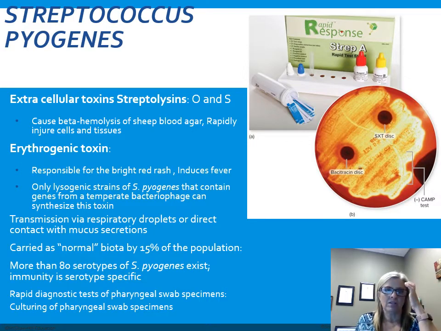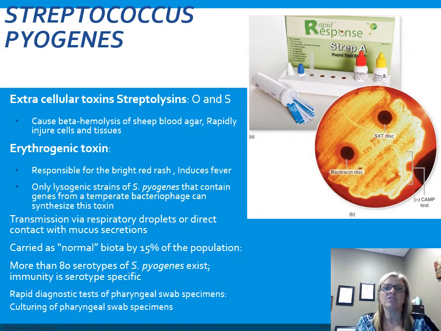Okay, and so this is transmitted by droplet contact with mucus secretion, like sneezing. It is normal biota for about 15% of the population. And there are 80 different serotypes, 80 different varieties of this. So this does make it difficult to identify and for our immune system to pick up, okay?